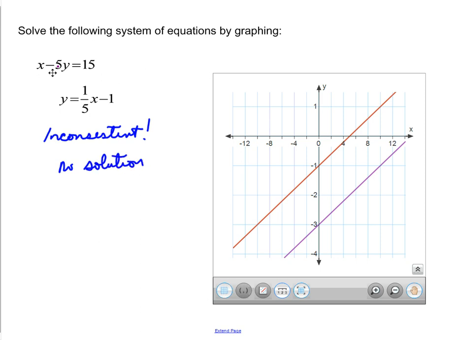Now, this is a fact that you might have observed: if you solved for y in the first equation and rewrote the two, you'd see two lines that have exactly the same slope. Substitution method in the next set of videos.